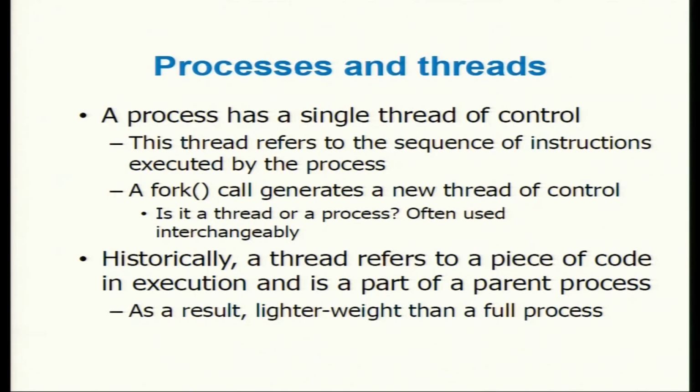This thread refers to the sequence of instructions executed by the process. A fork call generates a new thread of control, and the question now is, is it a thread or a process? Often they are used interchangeably, but historically a thread refers to a piece of code in execution and is part of a parent process. So a thread is typically much lighter weight than a process. Right? A fork actually creates a process, not a thread.